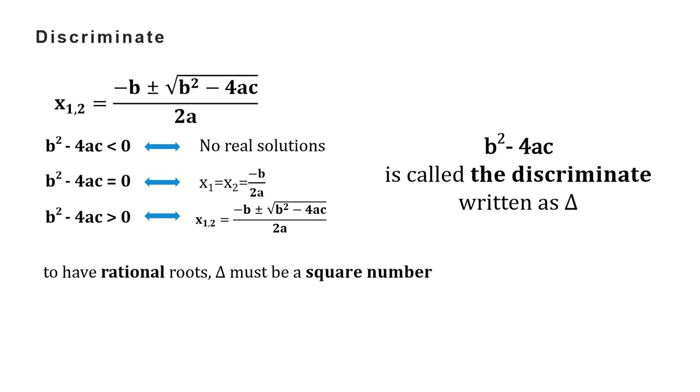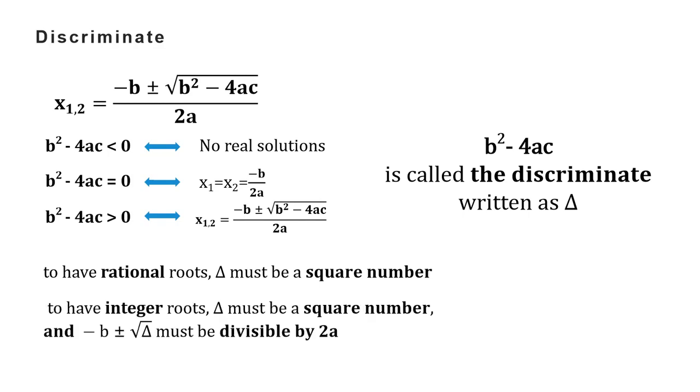And to get rational roots for a quadratic equation, you must have a discriminant that's a square number. To have integer roots, first it has to be a square number, since it has to be rational, and then the entire numerator portion of the quadratic formula, negative b plus minus the square root of the discriminant, must be divisible by the denominator, 2a.